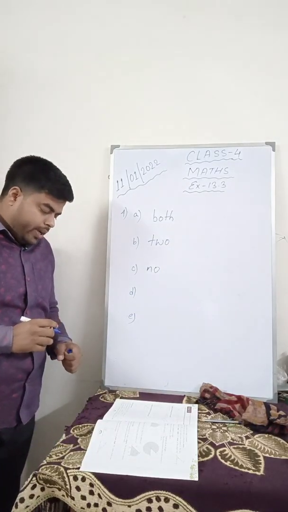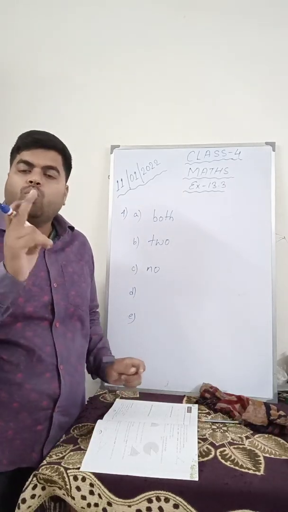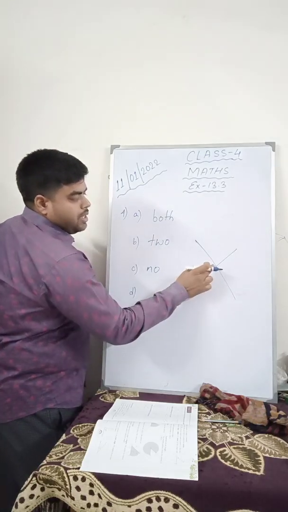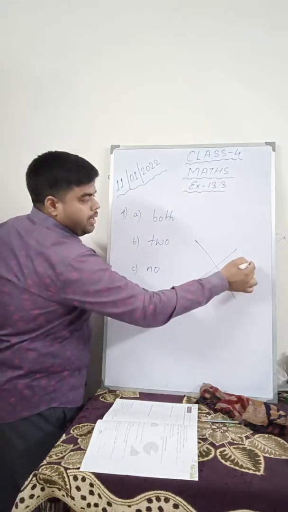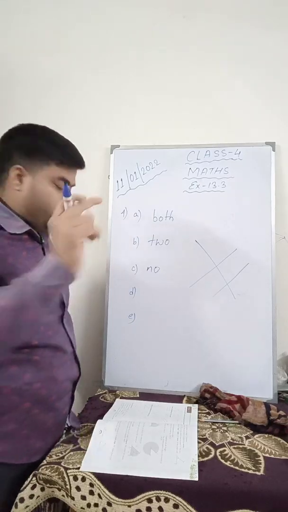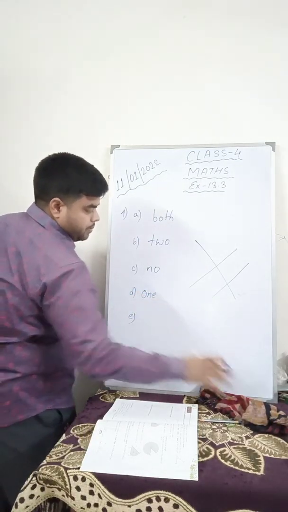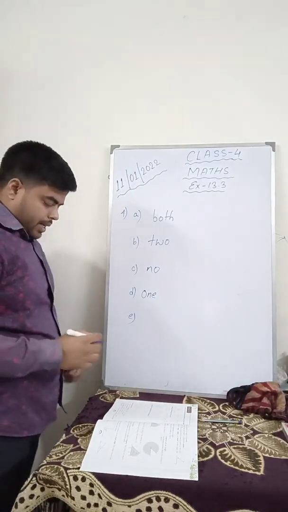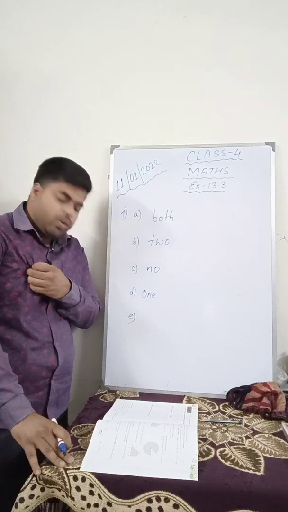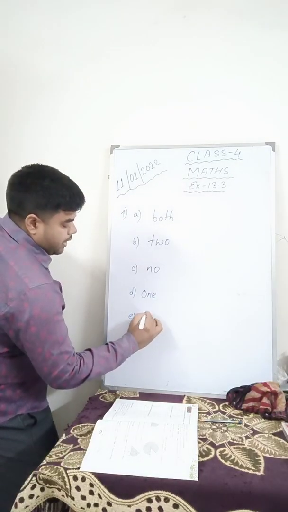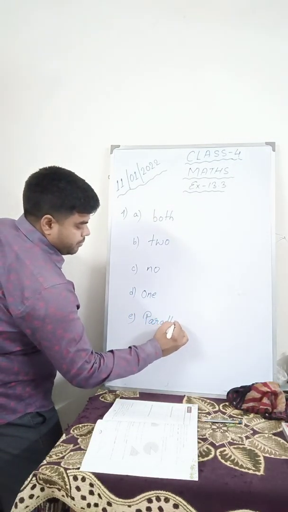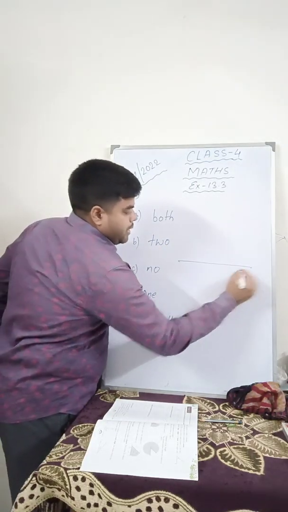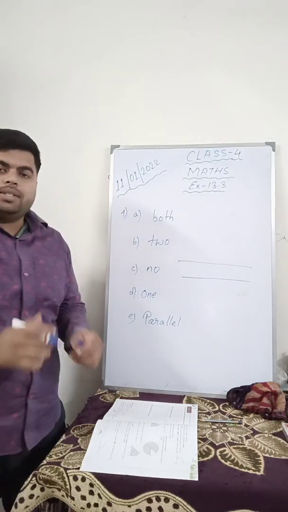Number D. Two intersecting lines can meet at 1 point. Two lines, when they meet, cannot meet at 2 points. If you have one more line, then only it can meet elsewhere. So two intersecting lines will only meet at 1 point. And number E. Dash lines are always at an equal distance from each other. Parallel lines. Parallel lines are always at equal distance. They will never meet each other.